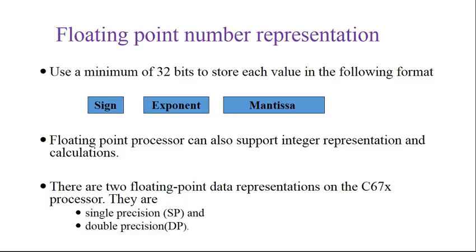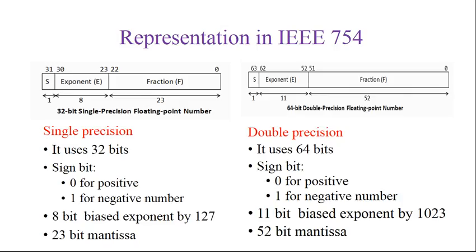There are two floating point data representations on the C67X processor. They are single precision and double precision. In single precision, the MSB is used as the sign bit, taking the value of 0 for positive and 1 for negative. And 8 bits are allotted for the exponent, biased by 127, and 23 bits are allotted for the mantissa. In a similar way for double precision, the MSB is assigned for the sign bit, 11 bits are allotted for the exponent biased by 1023, and a 52-bit mantissa is represented.